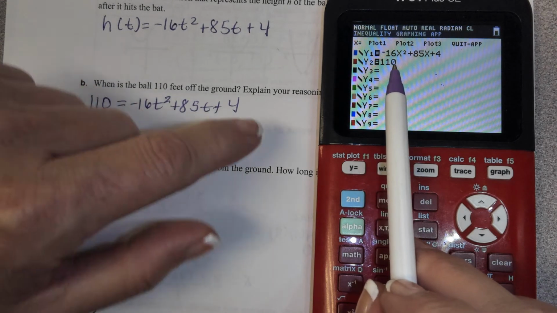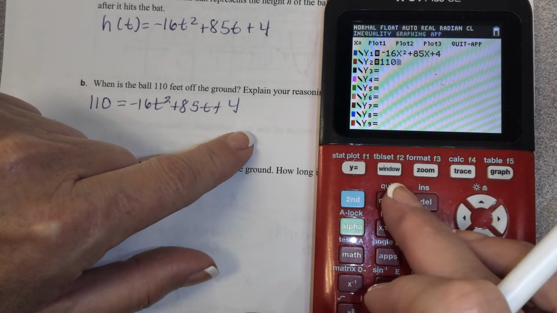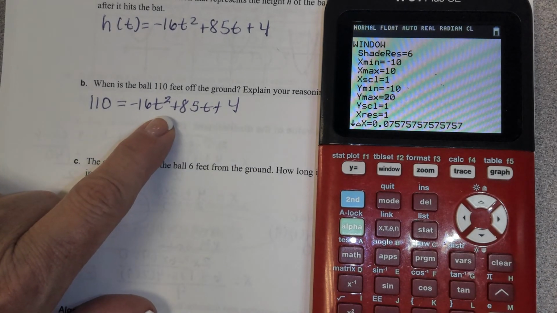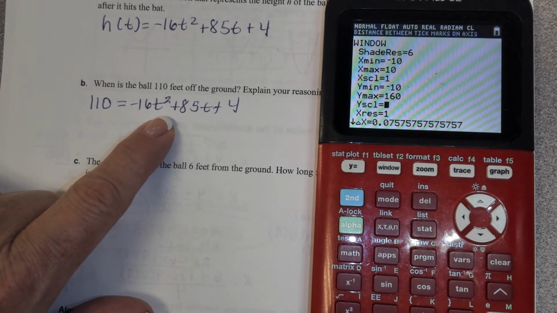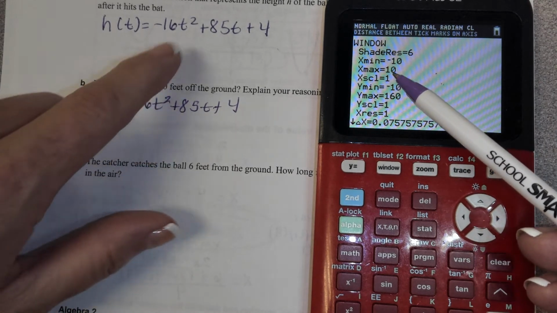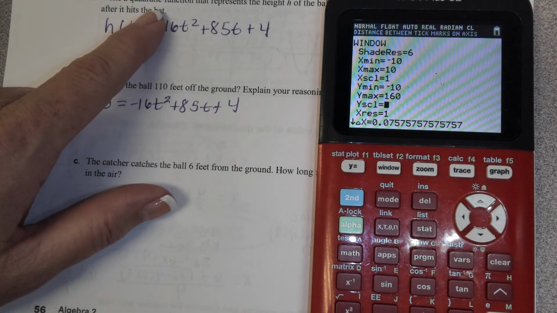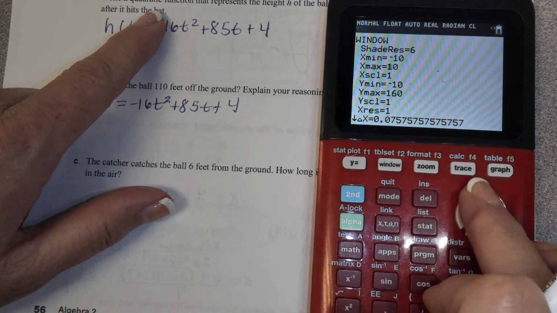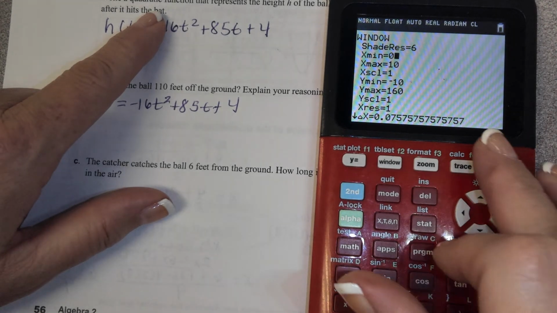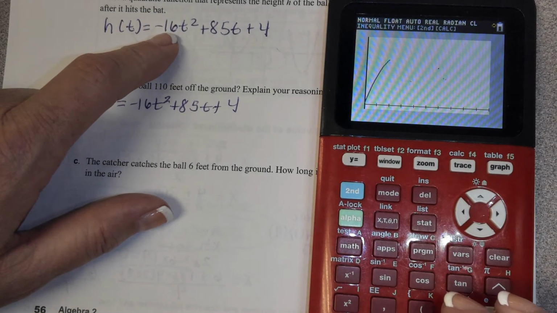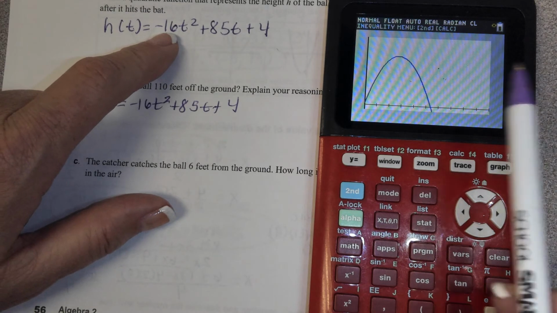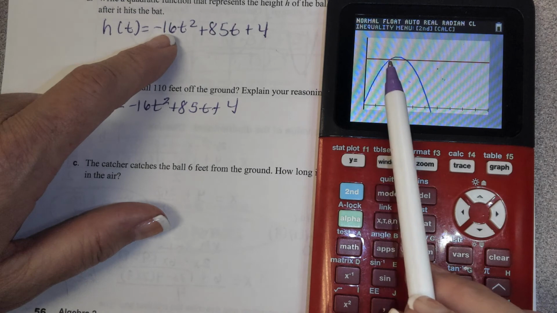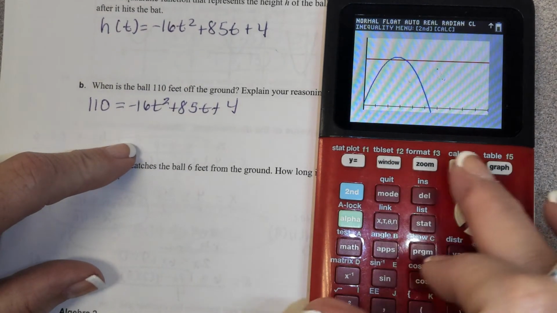Now, if I'm using a y value of 110, I'm going to have to change this window. I want to be able to see 110, so I might even want to make this 160, just to see. X's are time. We can't have a negative time, so we might as well just call our y min 0. Let's see what happens here. All right, so what's happening is the ball is going straight up in the air. Here's when it's 110. So I'm just going to find those points of intersection.